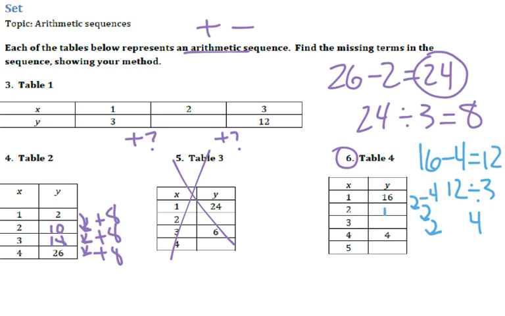So 16 minus 4 is 12. 12 minus 4 is 8. 8 minus 4 is 4. 4 minus 4 is 0. There we go. That's all we've got to do. We've got to pay attention to how many steps are taken, find the difference, and divide that by that many.